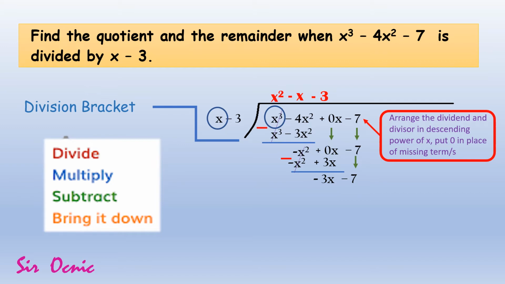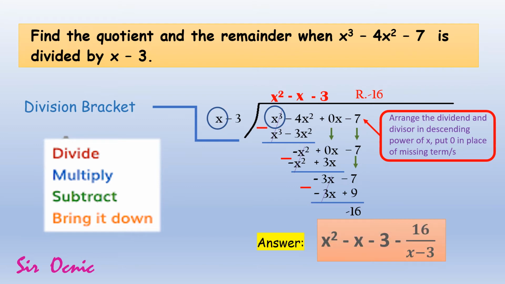Multiply negative 3 to the whole divisor, we will then have negative 3 times x, which is equal to negative 3x, and negative 3 times negative 3, which is equal to positive 9. Subtract the terms, we will then have negative 7 minus 9 is equal to negative 16. Therefore, we have the remainder negative 16. The quotient is now x squared minus x minus 3 minus 16 all over x minus 3.